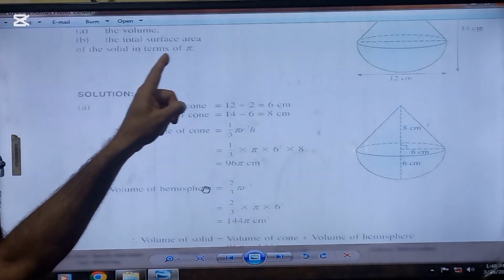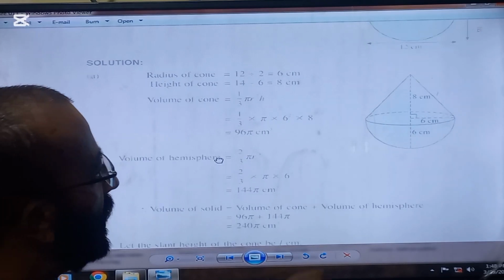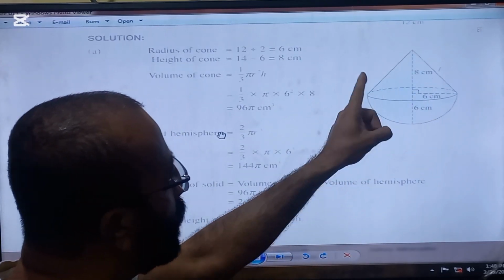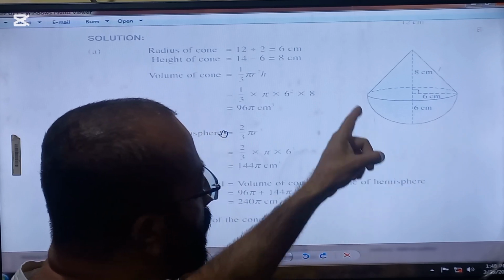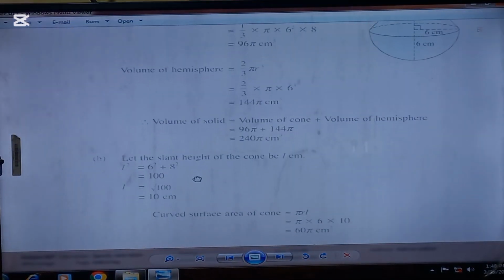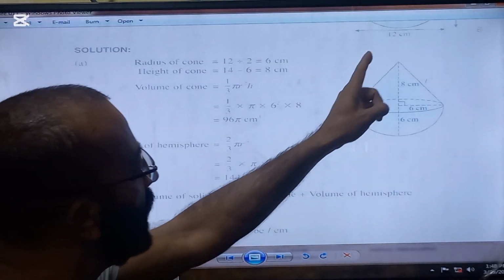The second requirement is the surface area. Now we are going to find the surface area of the full figure, that is actually the curved surface area of the cone and the surface area of the hemisphere. So now let the slant height be L, because the slant height is missing.